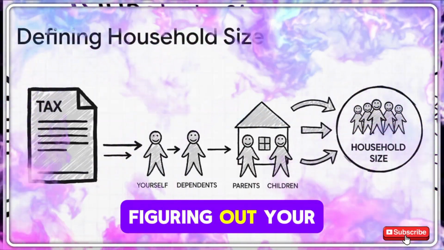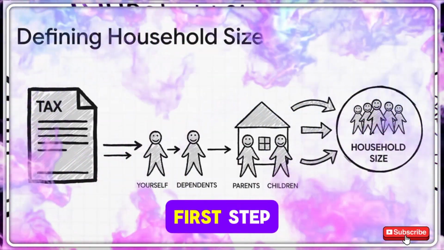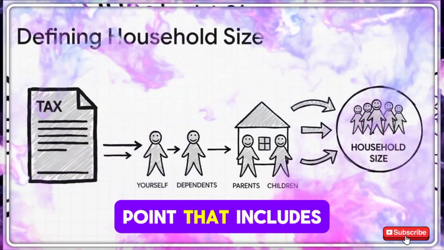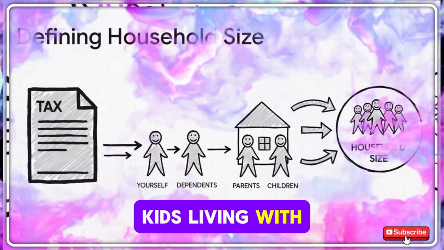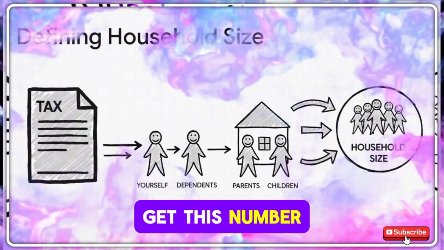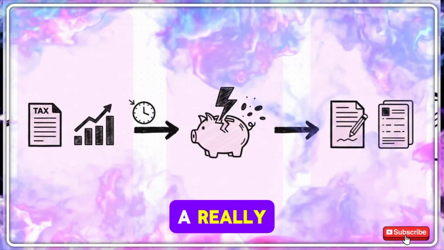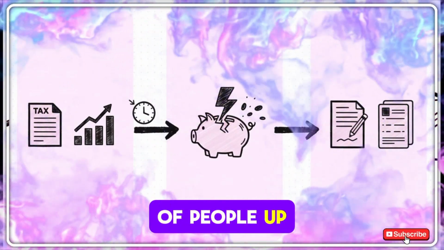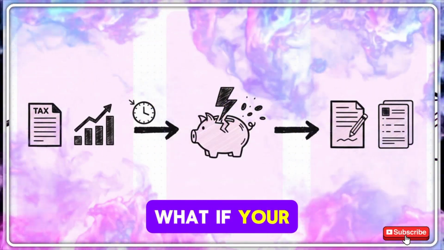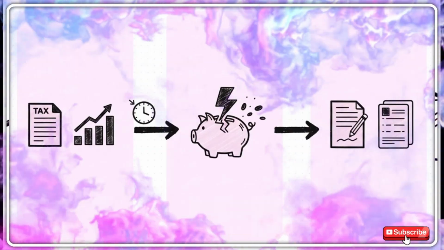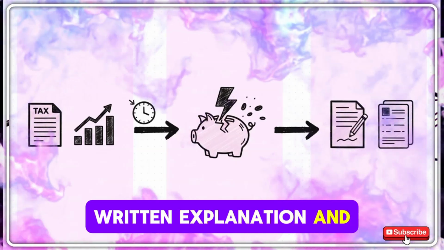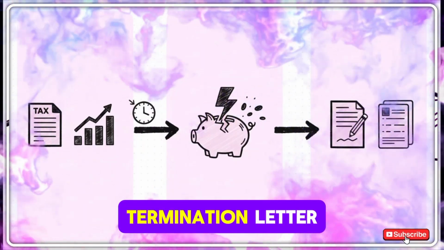And that's why figuring out your household size is the absolute first step. The system looks at your most recent tax return as the starting point. That includes you, your spouse, your kids living with you, parents living with you, and anyone else you claimed as a dependent. You have to get this number right. Okay, now this is a really important detail that trips a lot of people up. Your tax return is the main piece of evidence, sure, but what if your life has changed? What if your income has dropped since you filed those taxes? You can't just say it has, you have to prove it. That means a written explanation and hard evidence, like recent pay stubs or a termination letter.